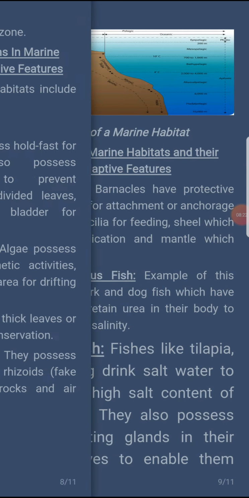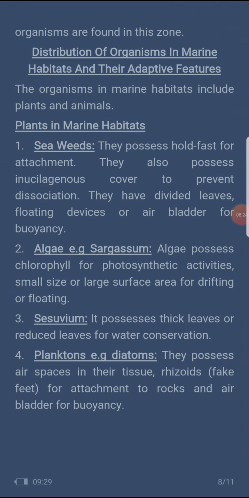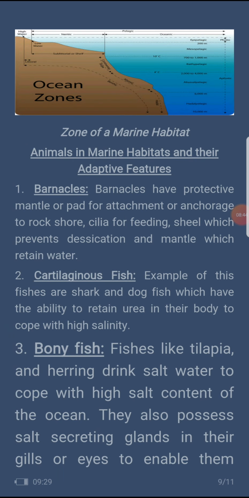Now, distribution of microorganisms. Plants in the marine habitat include seaweed, algae, sesuvium, and planktons. So you can go through it. These are the zones of a marine habitat. Just try to look at the image. Look at the different zones we have and look at the depth where each is located on this image. Because of time, I don't want to bore you with stories.